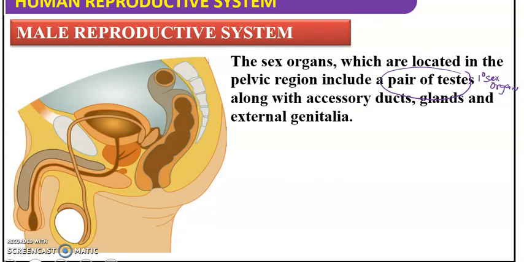So when we start with it, among all the sex organs of the male reproductive system, the pair of testes becomes the primary sex organs, whereas the accessory ducts and the glands become what we call the secondary sex organs, and the penis becomes the external genitalia. So we are going to study each and every organ in detail, and the histology of the testis also in detail, so that it is clearer for us.